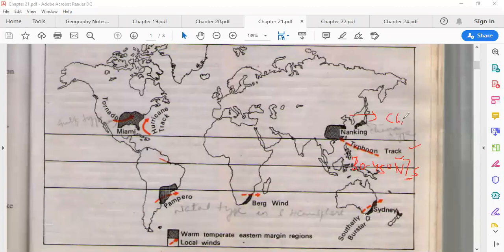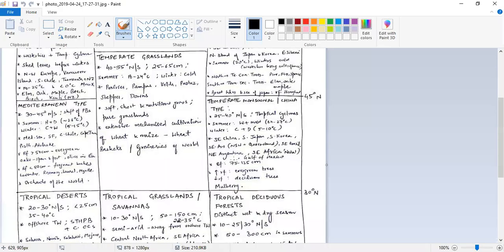You can see here, this kind of climate is there in US also, in the coast of Miami, here on the Argentina part also, Pampero, Bergwind, South Africa, here on the Sydney coast also. So all these regions will be having China type of climate. Now, what are the specific features of China type of climate? Let's see that. So tropical deciduous we have seen, temperate monsoonal or China type of climate.